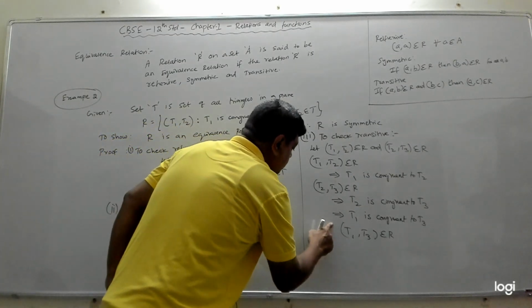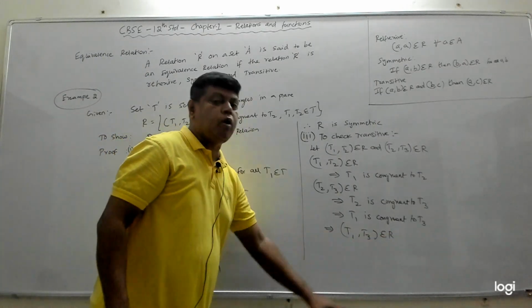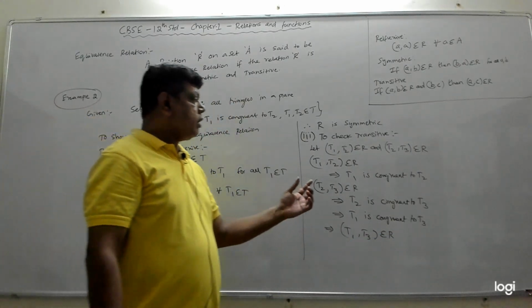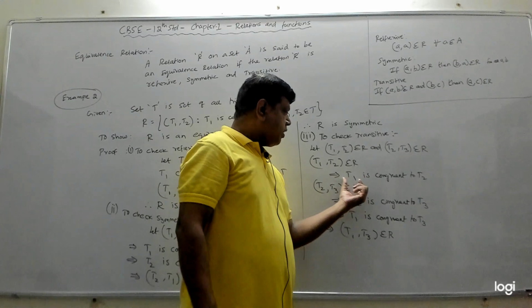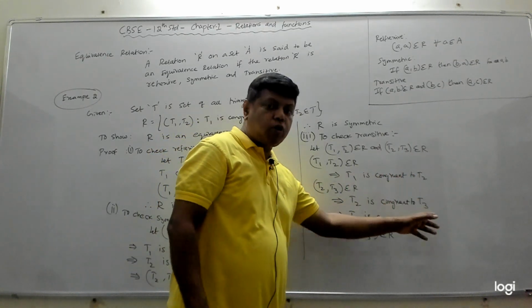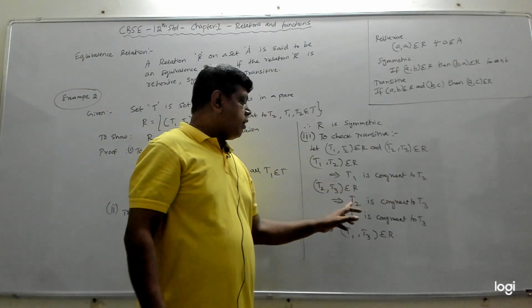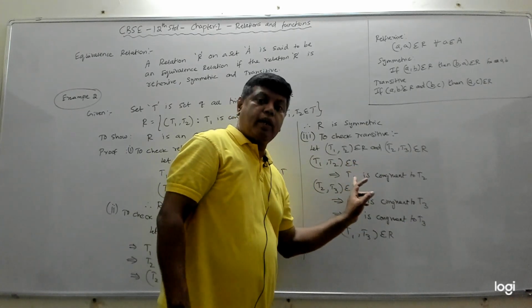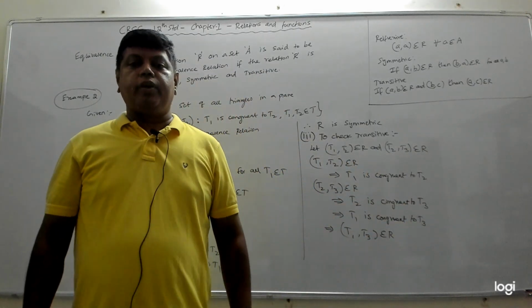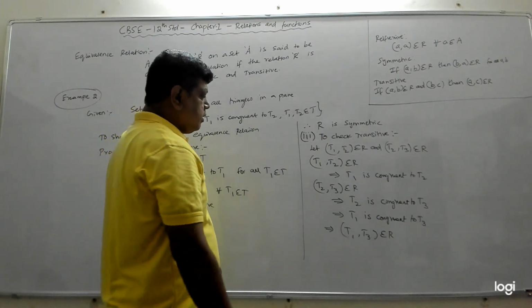Or we can even say this implies T1 comma T3 belongs to R. Because if a triangle A is congruent to B and triangle B is congruent to C, then we can say triangle A is congruent to triangle C. Or if triangle 1 is congruent to triangle 2 and triangle 2 is congruent to triangle 3, then you can say triangle 1 is congruent to triangle 3. That is always true for congruency of triangles.